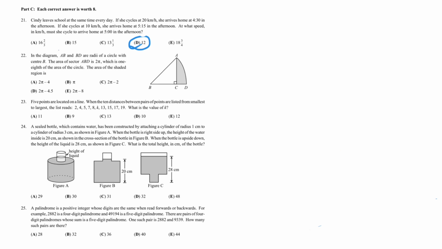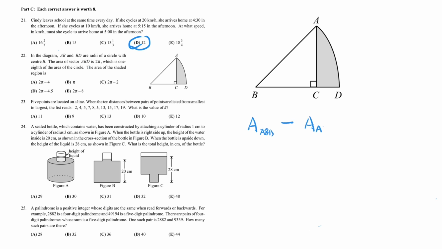Number 22. In the diagram, AB and BD are radii of a circle with center B. The area of sector ABD is 2 pi, which is the 1/8 of the area of the circle. For the shaded area, we can use the area of the sector ABD minus the triangle area ABC. That's the shaded area. The sector ABD area is given as 2 pi, minus the triangle ABC we need to find.